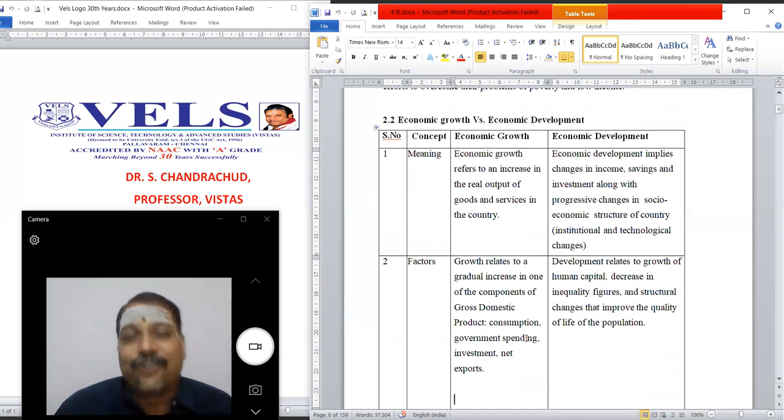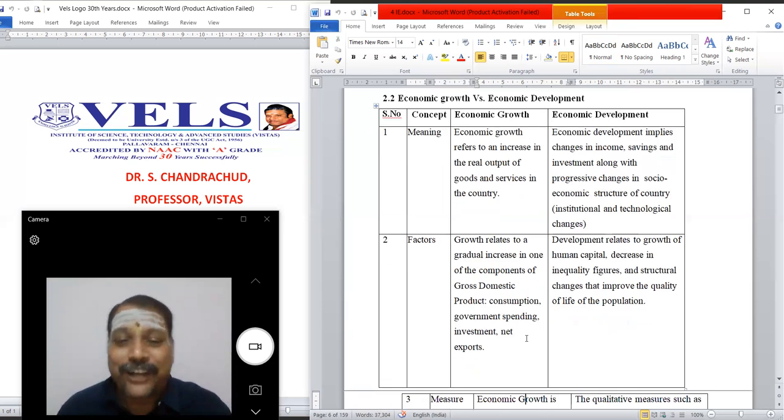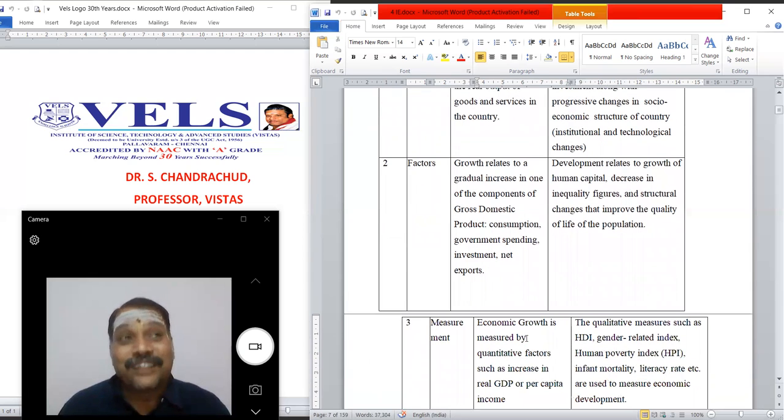But in case of economic development, because development relates to growth of human capital, how much manpower we are using is a main criterion. And how inequality figures decrease, that means there will be inequality in the standard of living and the level of income. Those inequalities are to be considered. And what are all the structural changes which influence the quality of life of the population. So economic growth is quantitative, but economic development is not only quantitative but also qualitative factors that we should consider.